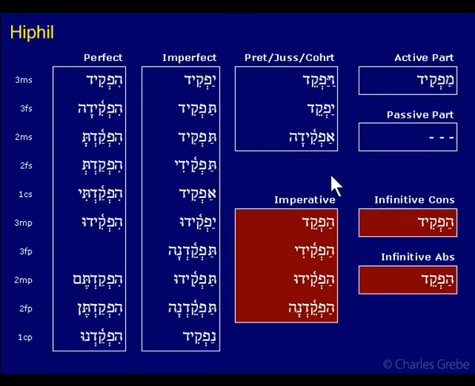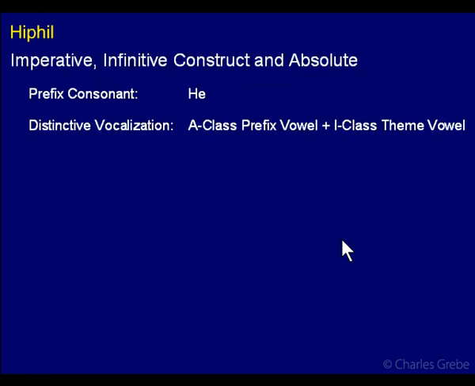Okay, now let's move on to the imperatives and the infinitives. These are the ones with the hey. They have the hey, all of them do, so they're like the perfect in that sense. They have the A-class vowel, so they're like all these ones. So in some ways they're like the perfect with the hey. In another way, they're like all the rest of these verbs in that they have the A-class vowel. A-class prefix plus I-class theme vowel. Prefix hey, like the perfect. A-class prefix vowel plus I-class theme vowel, like the non-perfects.